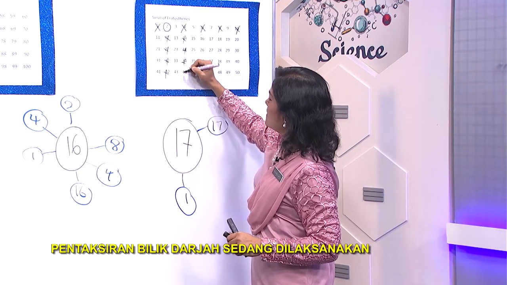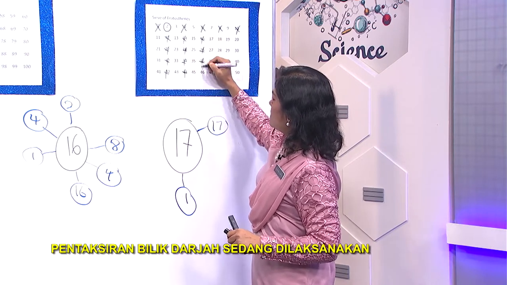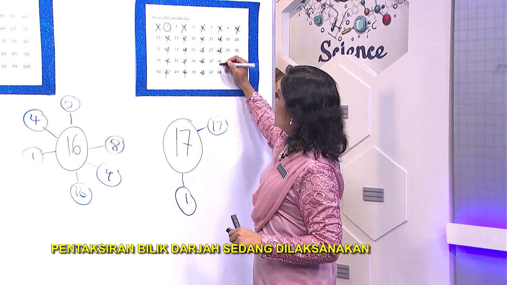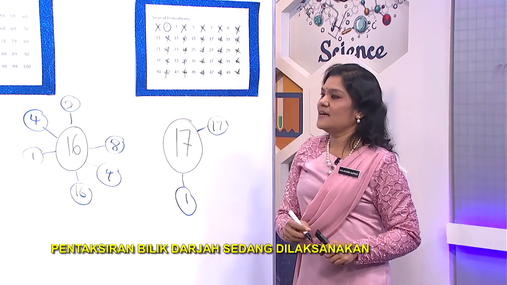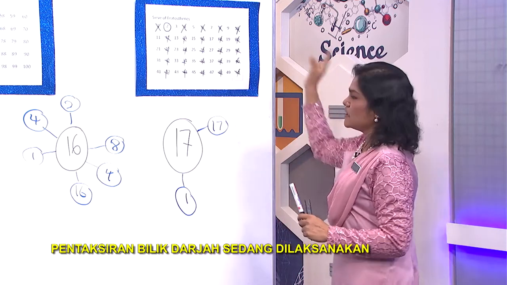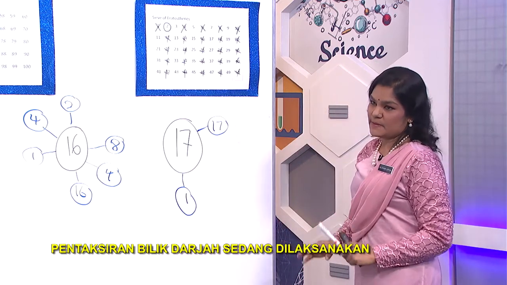14, 24, 34, 44. Because what? I said just now what? The prime numbers are? Odd numbers. Okay, so we cross out all the even numbers here, multiples of 2.